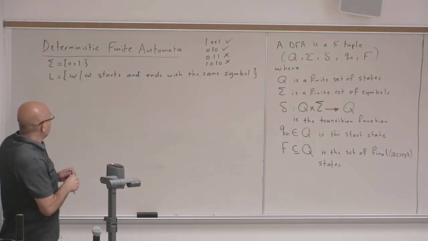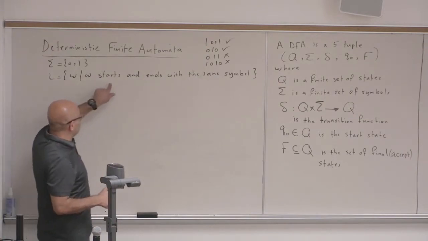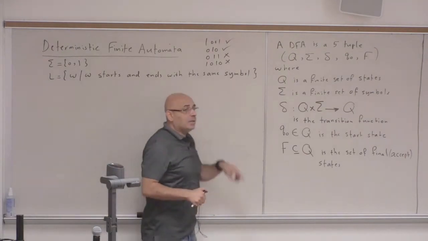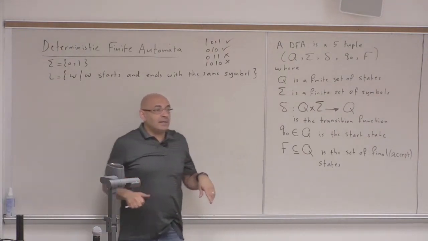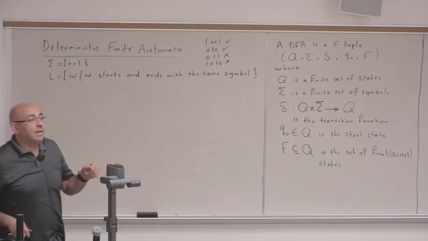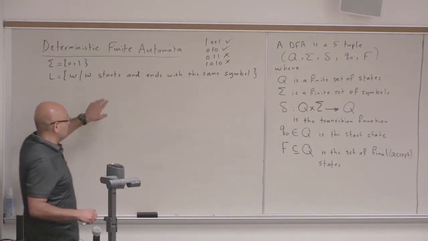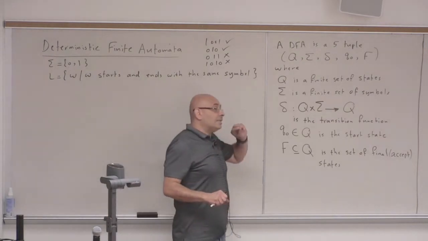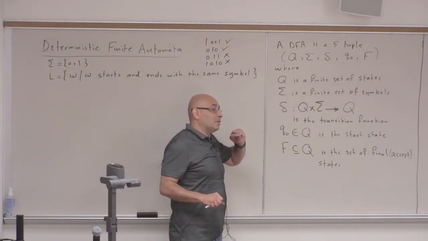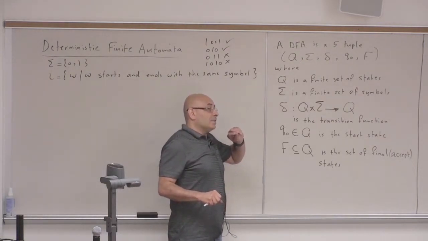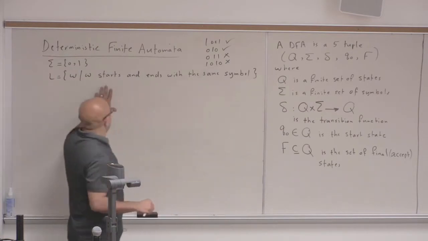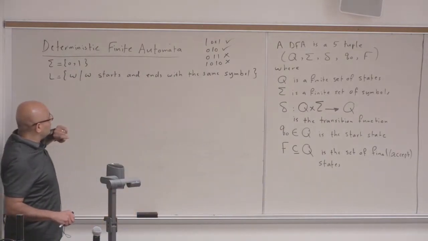Okay, this is a good question. Because we're saying starts and ends with the same symbol, we are implying that there will be at least one symbol in the string. So the null string will be rejected. It does not belong to this language, because it does not start. And I agree with you that this way of describing the language is not 100% precise.